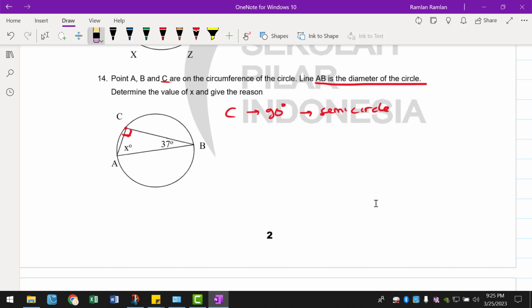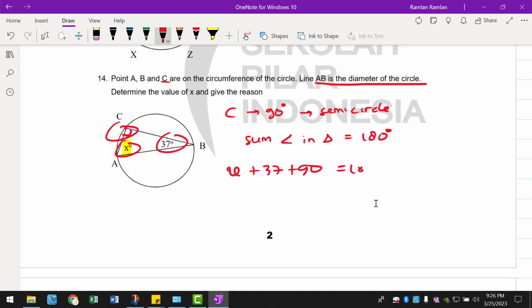Okay, now the next concept that we're going to use to find the angle X here is the sum of angles in a triangle. Remember that the sum of angles in a triangle is always equal to 180 degrees. So if I add this angle with this angle with this angle, it's going to be equal to 180. So I can write down an equation for that: X plus 37, and then plus 90 from this one, equals 180.